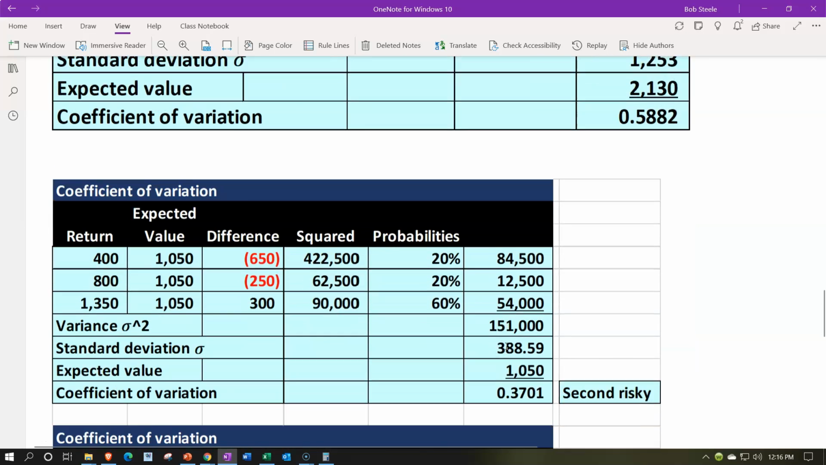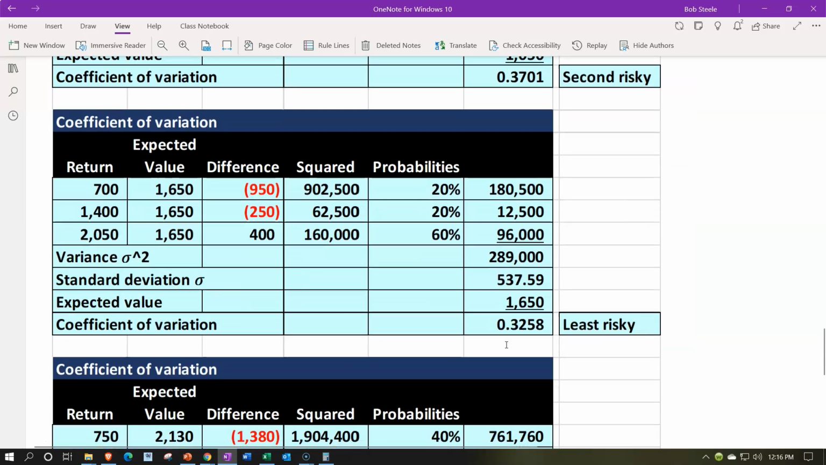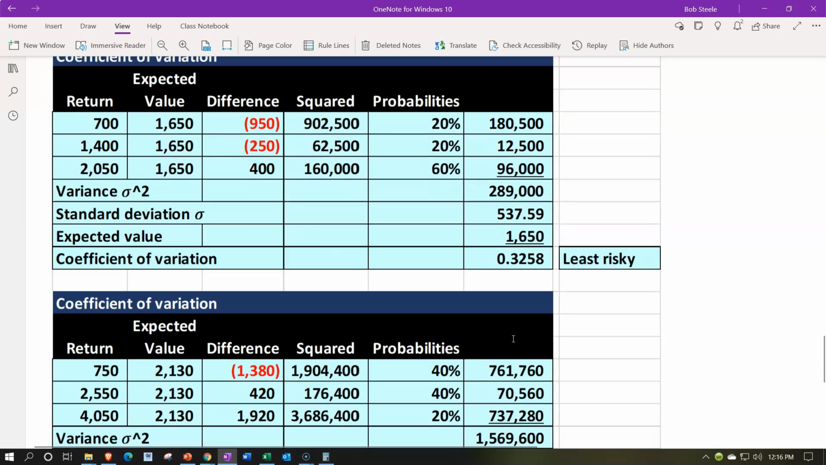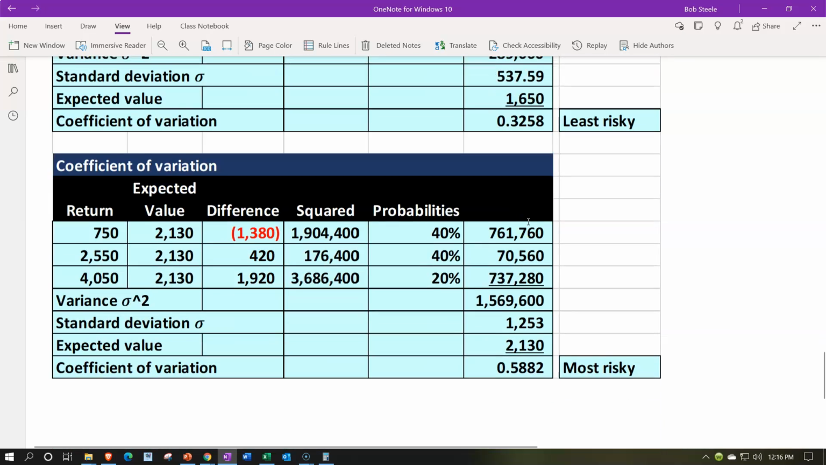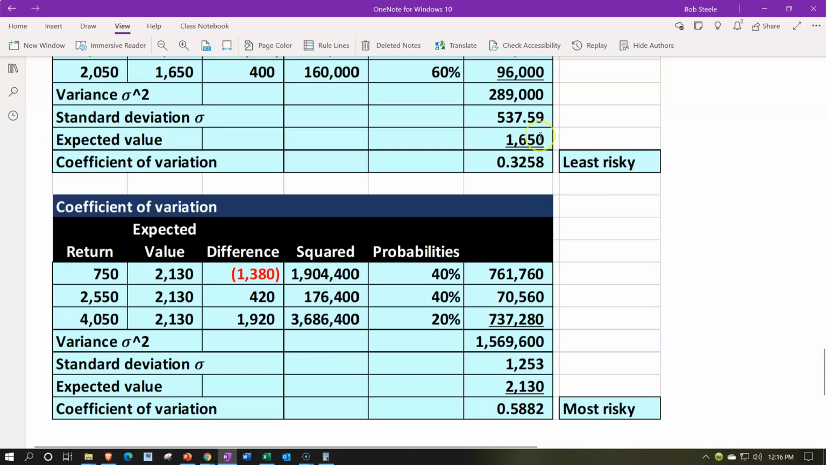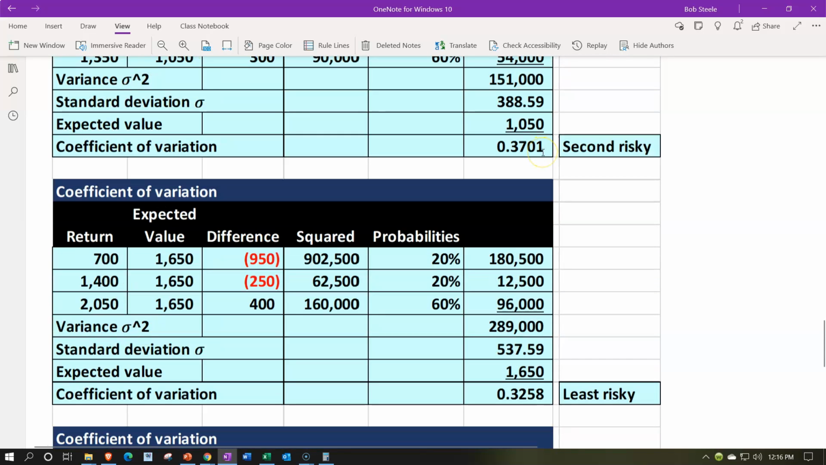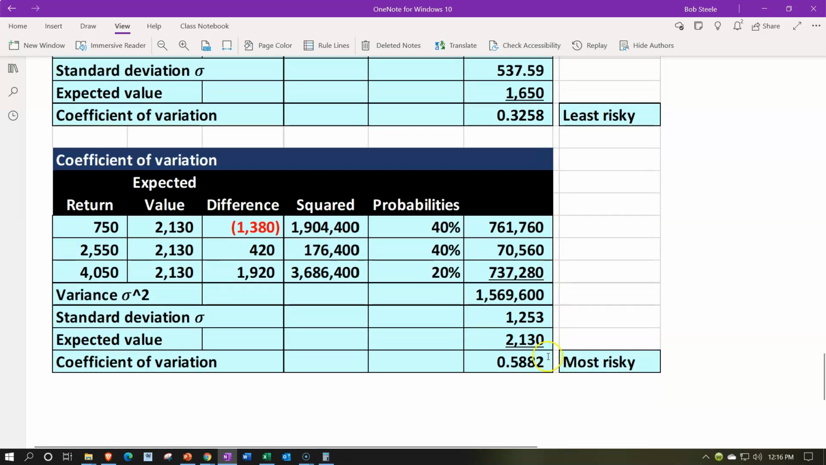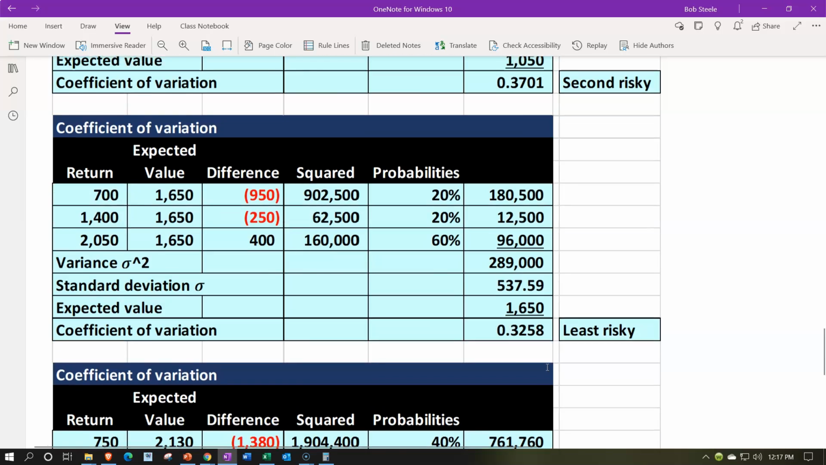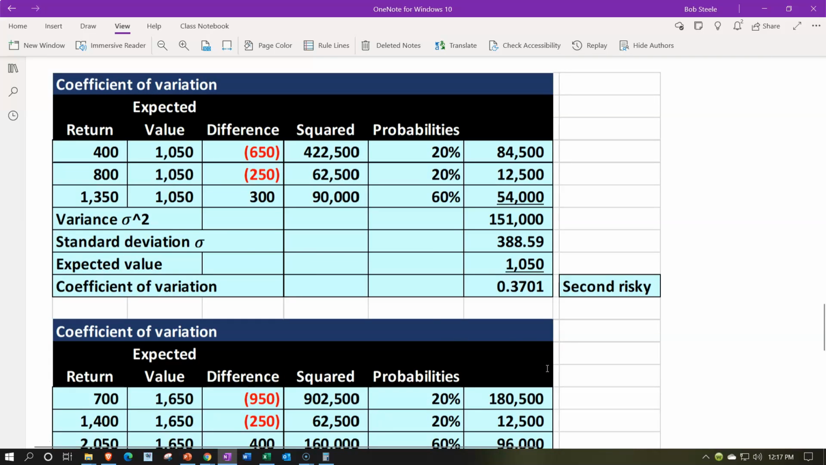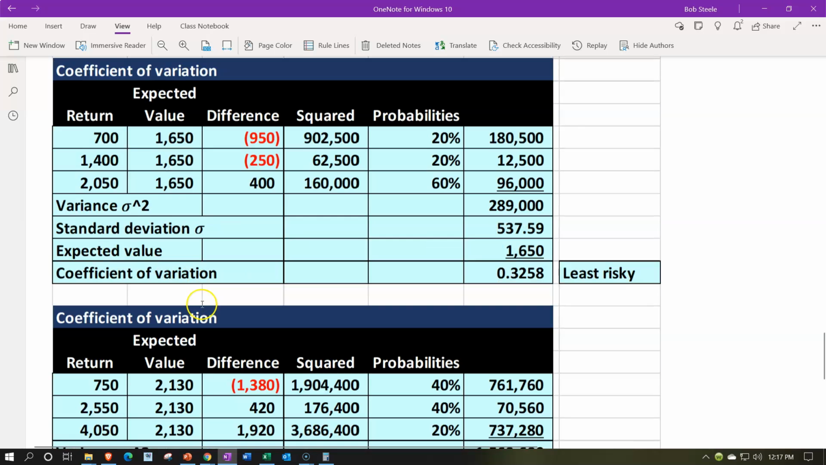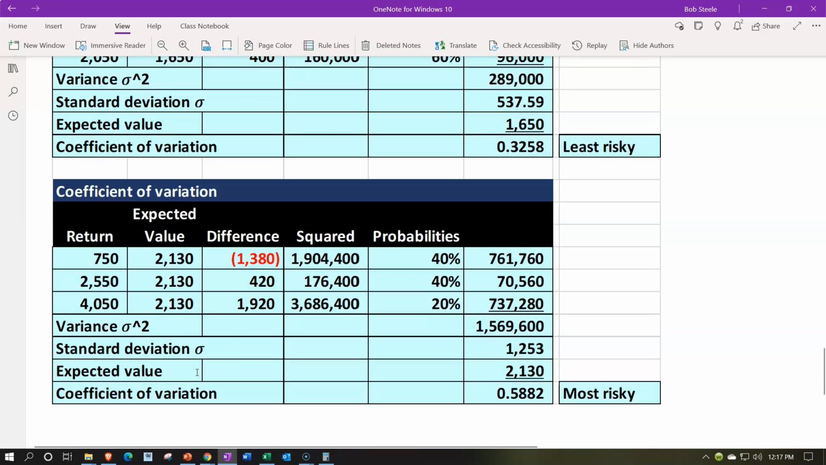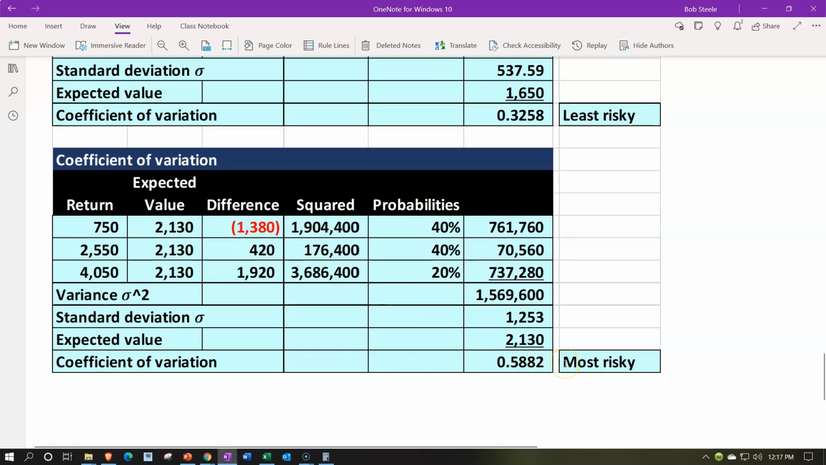So now let's consider those three. This one's going to be the least risky because it has the lowest coefficient of variation. So this one's the least risky, and then the second least risky is the 3701, and then the third least risky is going to be this item down here according to the coefficient of variation. So remember, with regards to the return, this one down here had the highest expected return, but it also has the most risk related to it.